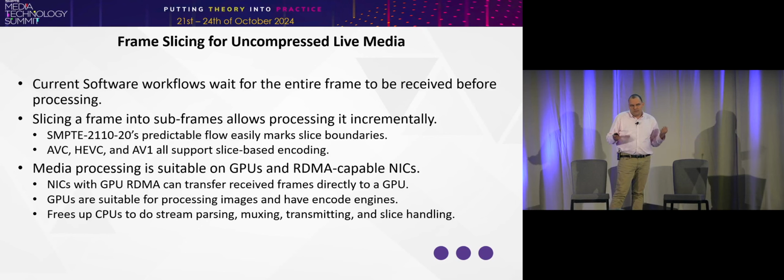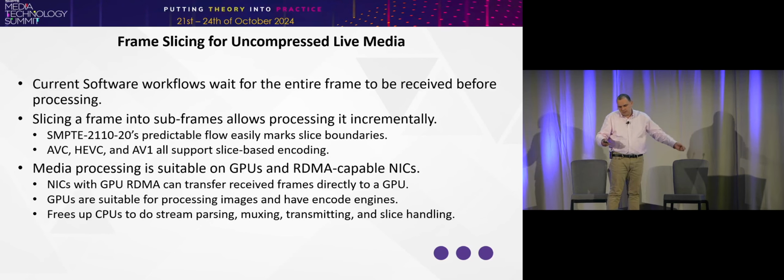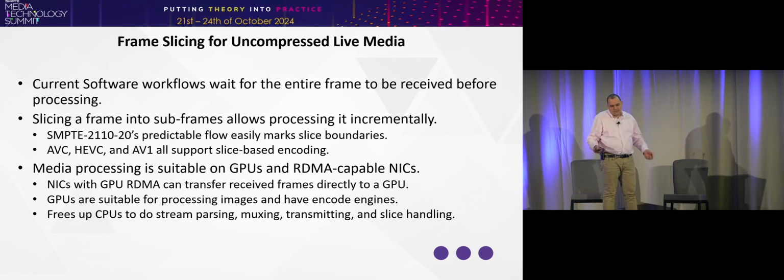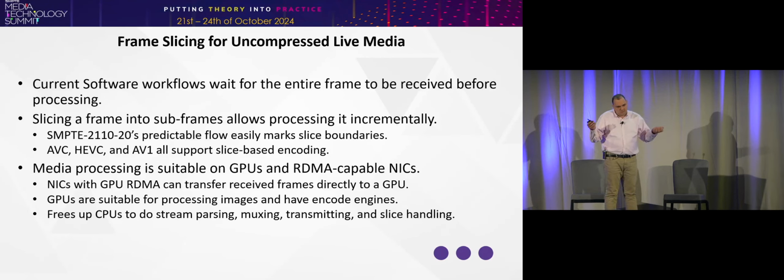This predictable flow of data allows us to capitalize on it by processing not the entire frame, but part of the frame. So the first part of the frame arrives, we begin processing it, and as we're processing it, the next part of the frame arrives in parallel.